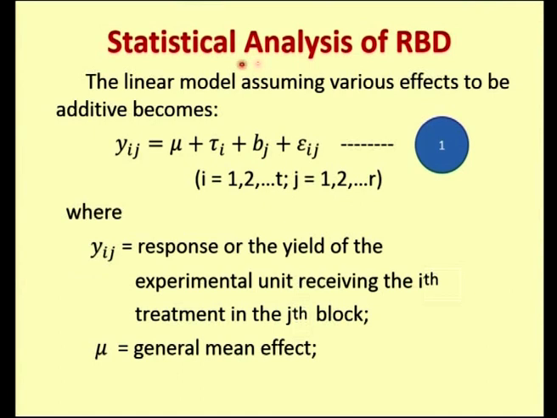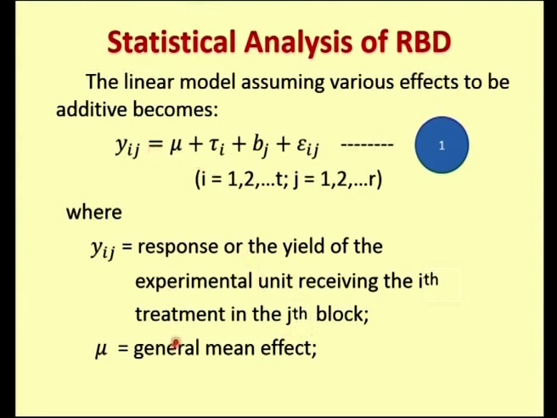And now we have the statistical analysis of RBD. First we will consider the linear model for randomized block design, assuming the various effects to be additive in nature. The linear model is defined as Yij = mu + tau_i + B_j + epsilon_ij. Here i ranges from 1 to t, since we have t treatments, and each treatment is replicated r times, so j is equal to 1, 2, up to r. Here Yij is the response or yield of the experimental unit receiving the ith treatment in the jth block.